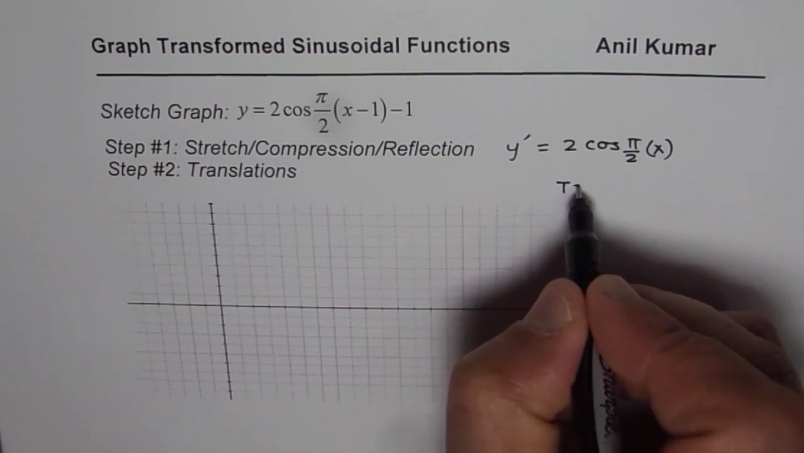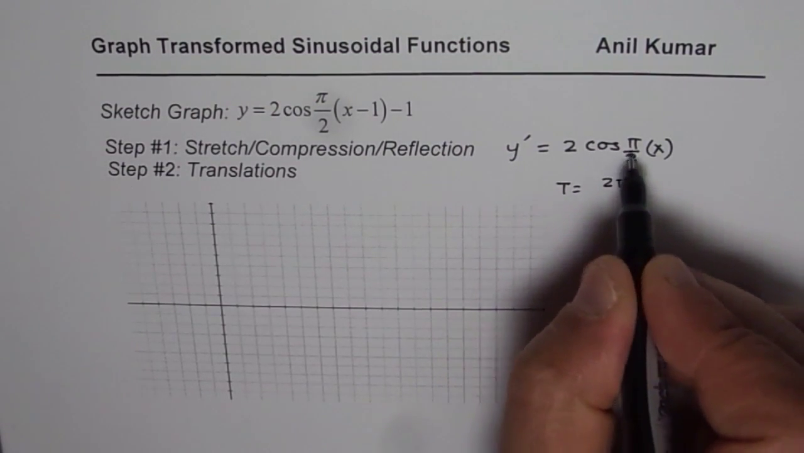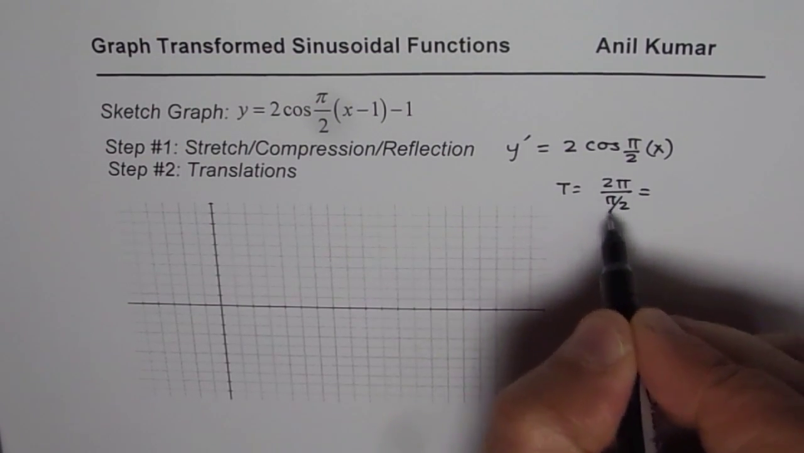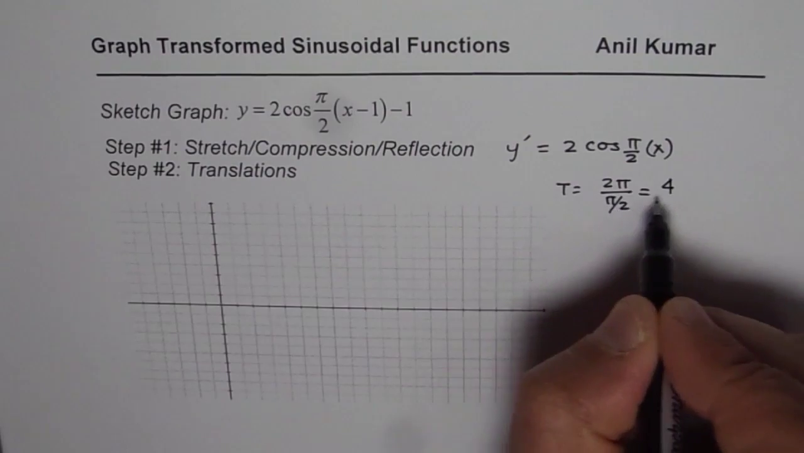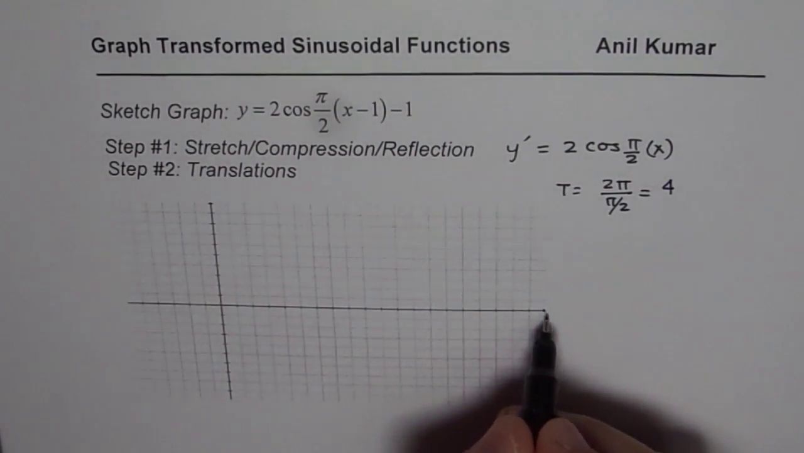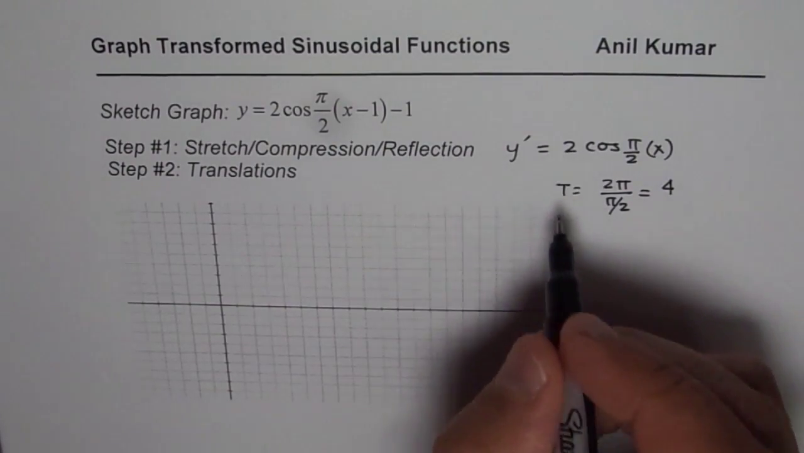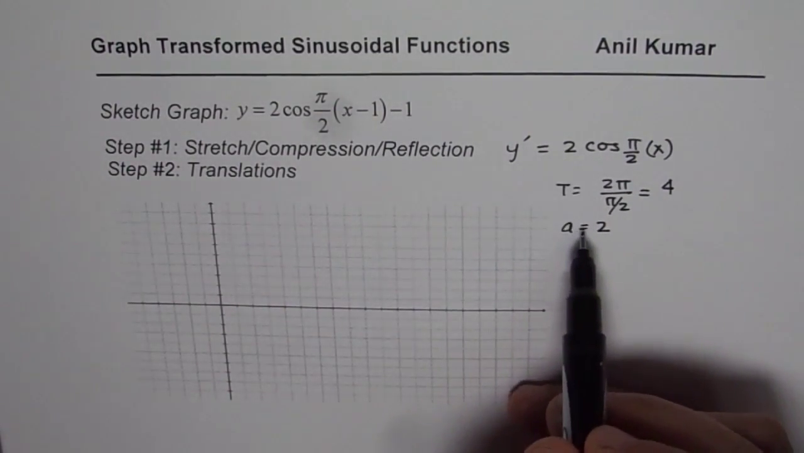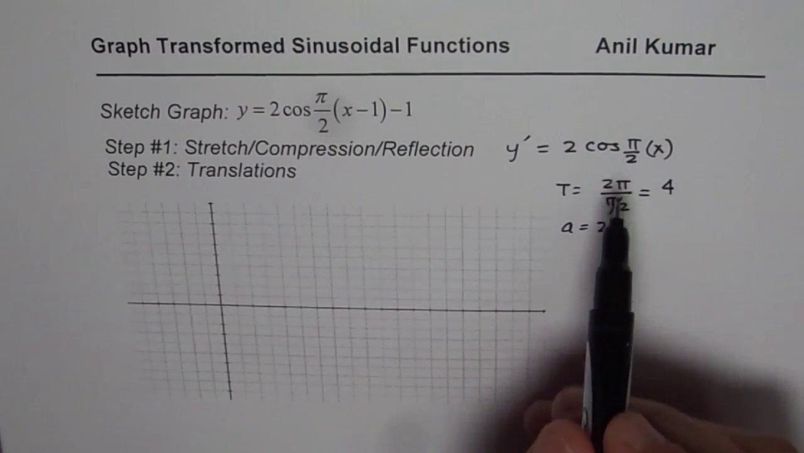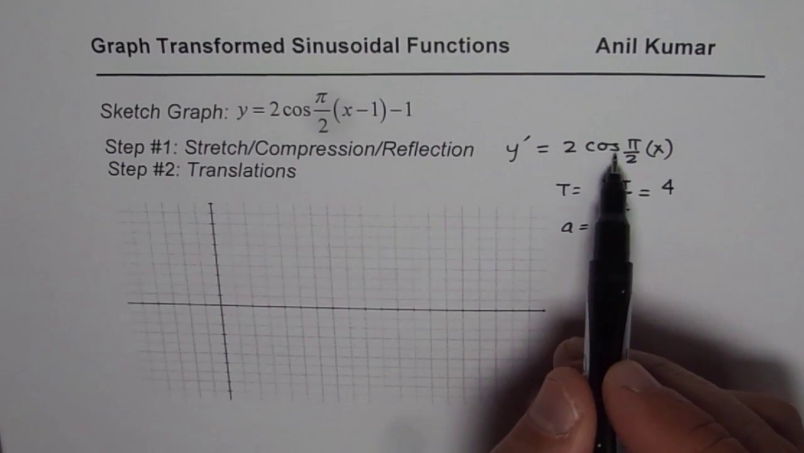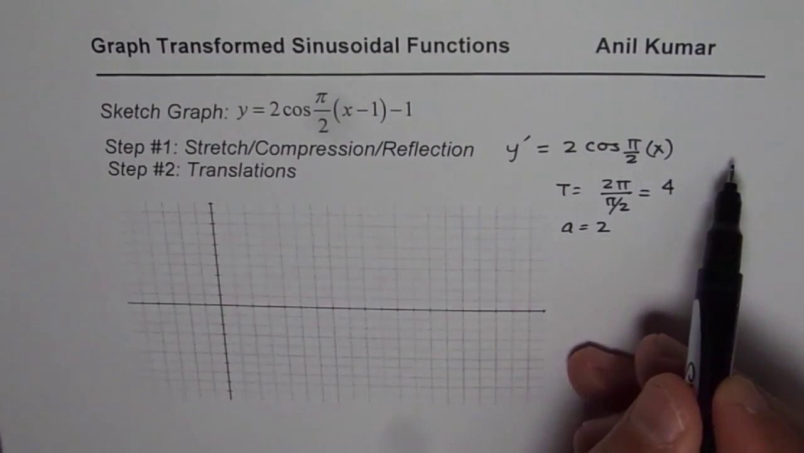The time period will be 2 pi over pi by 2, where pi cancels, so we get 4. So the time period is 4, and the amplitude in this case is 2. Keeping that in mind, let us sketch a cosine function. Remember, the 5 points of a cosine function start with maximum, 0, minimum, 0, maximum.